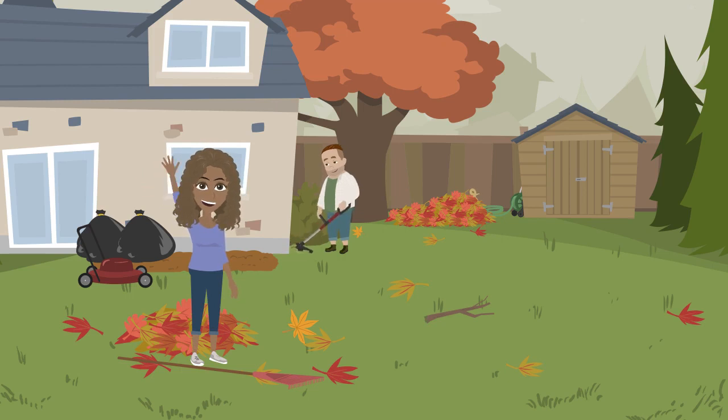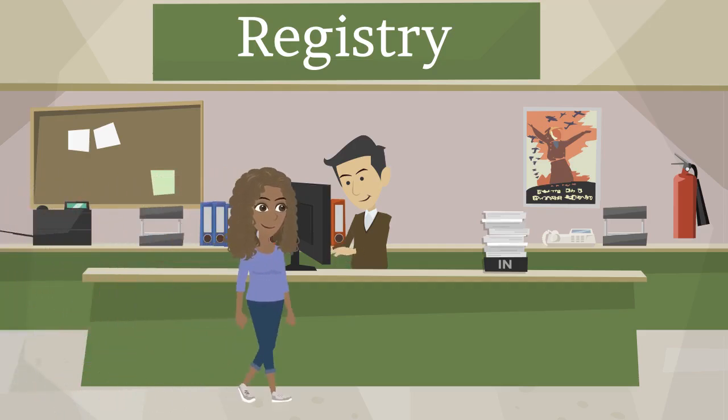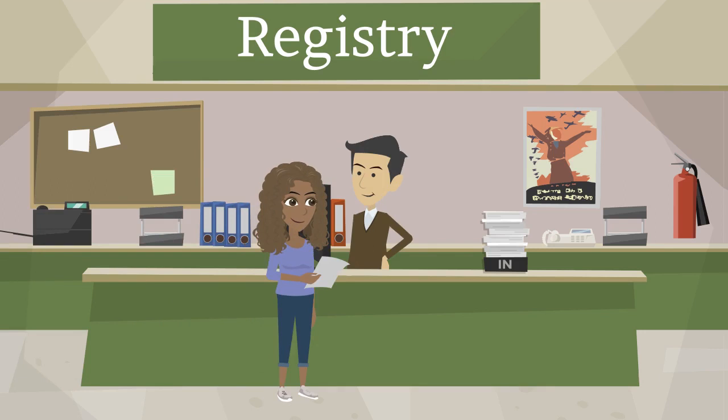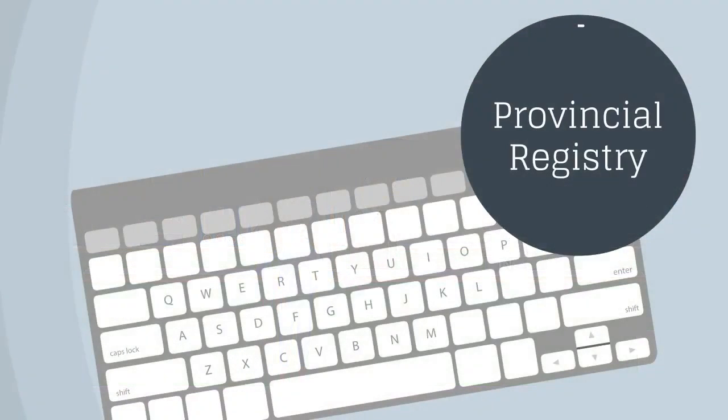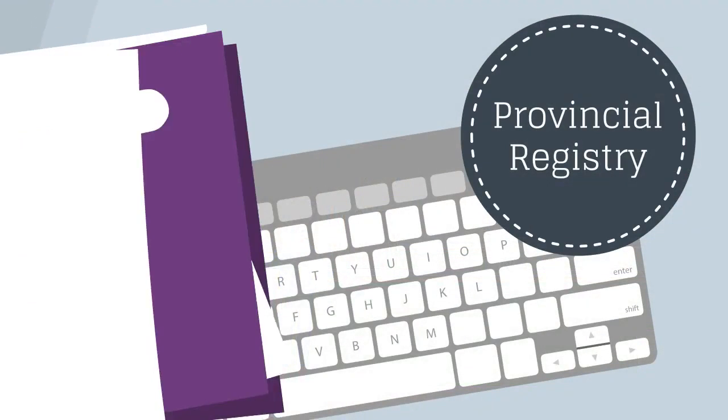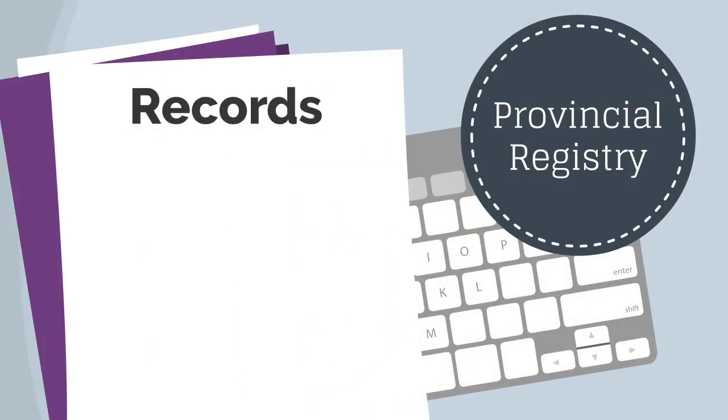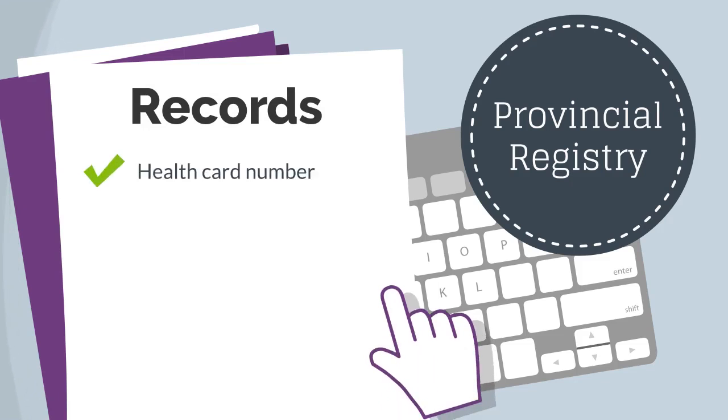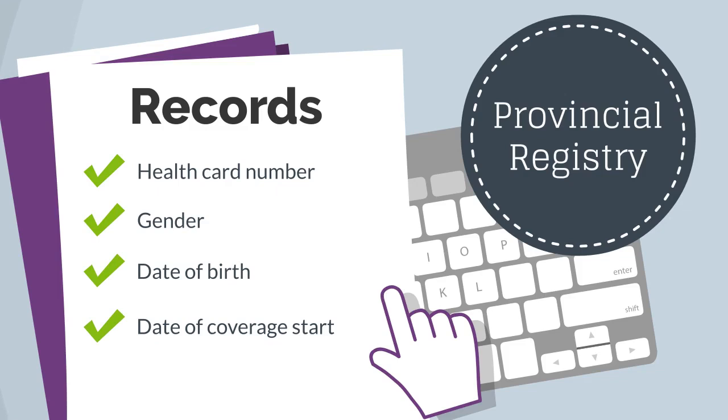New Brunswick to Alberta. When Susan registers with the Alberta Healthcare Insurance Plan, AHCIP, to obtain an Alberta Health Card, this will be captured in the provincial registry, which maintains an annual record for each person, including their health card number, gender, date of birth, date of coverage start, such as migration into Alberta or birth, and date of coverage end, such as death or migration out of Alberta.